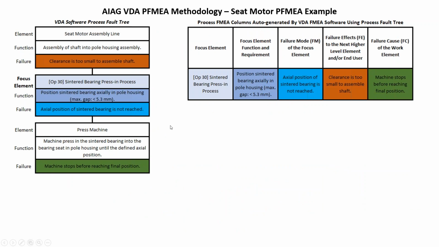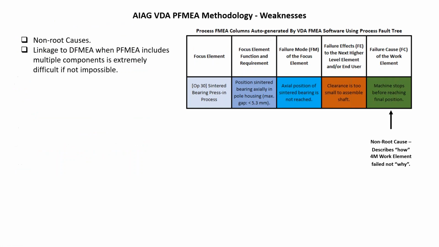So what I line, we're going to in process, and you see the function and the failure. The element is the press machine. That's one of the 4Ms. You see its purpose, you see its failure. And so what we see is we take this middle section, the element gets transferred, the function gets transferred, the failure gets transferred. We go one step up to get the effect. We go one step down to get the cause. And this leads us to the seat motor PFMEA example.